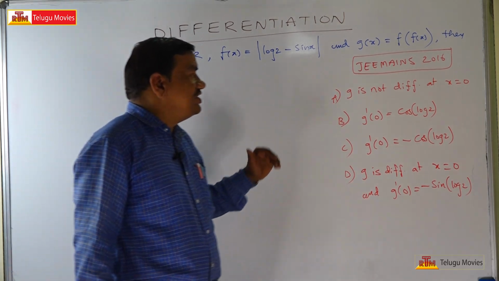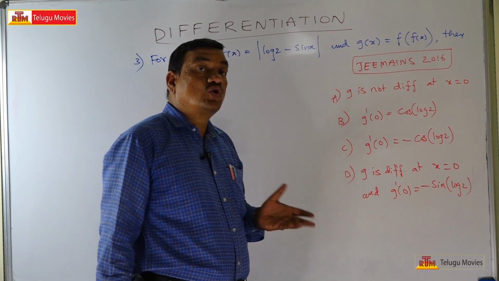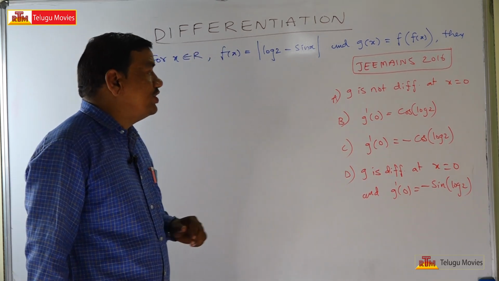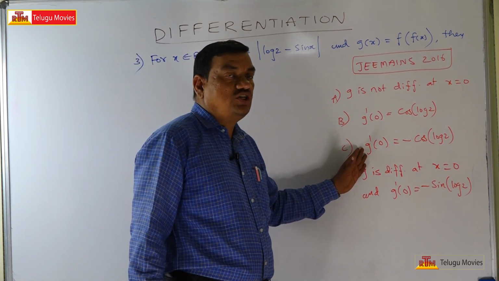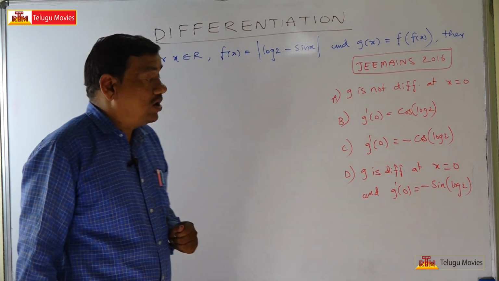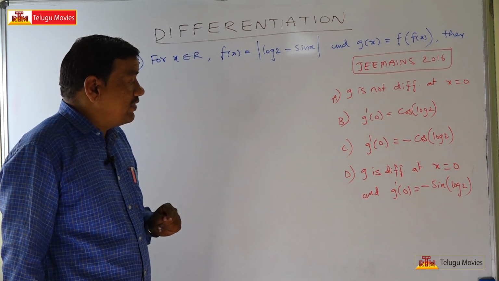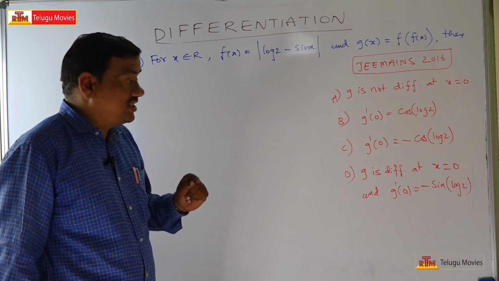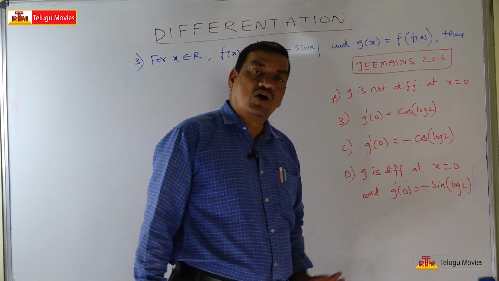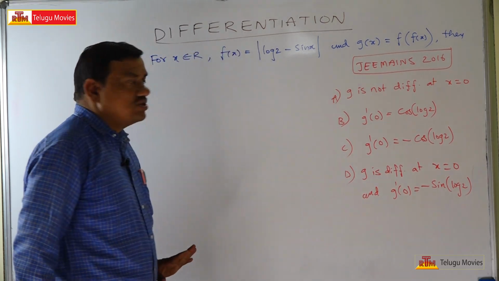Next option, g dash of 0 is equal to cos of log 2. Third option, g dash of 0 is equal to the first derivative of g of x, if you substitute 0, that answer is minus cos of log 2. And the last one is g is differentiable at x is equal to 0 and g dash of 0 is equal to minus sin of log 2. Okay, the options are very clear.